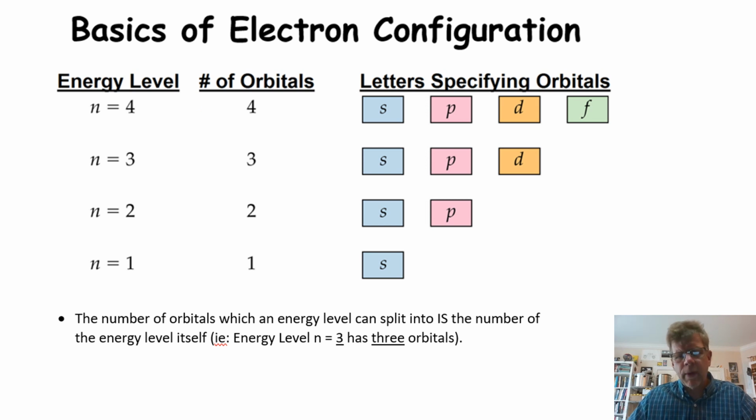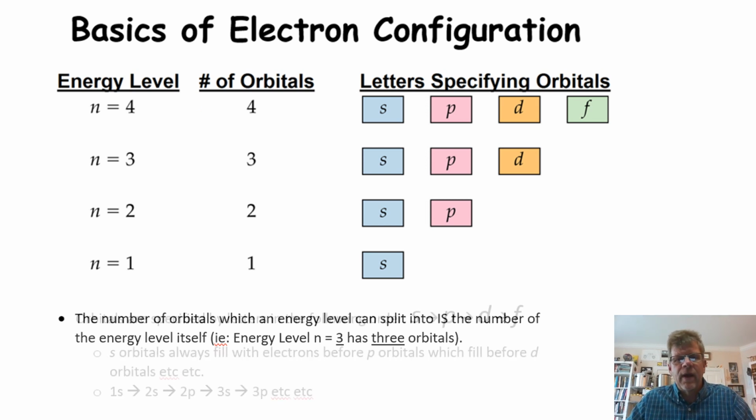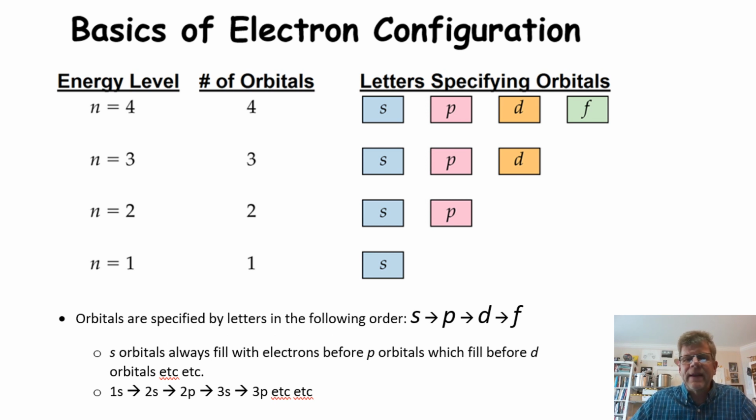Now, these orbitals themselves are labeled. They're specified by letters in the following order. Let's look at how it goes. It goes s orbital to p orbital to d orbital to f orbital, in that particular order. So s orbitals within an energy level always fill first, followed by a p orbital, followed by a d orbital. It follows that general way we're looking at right here.